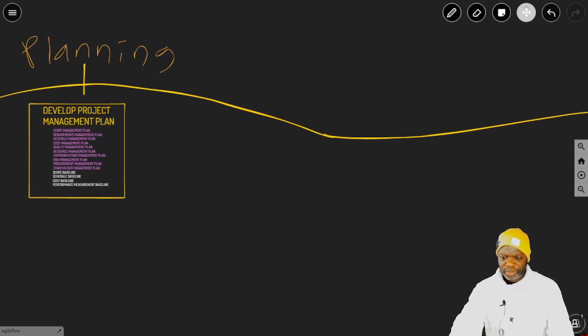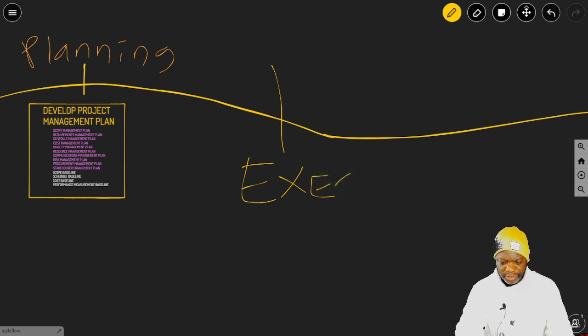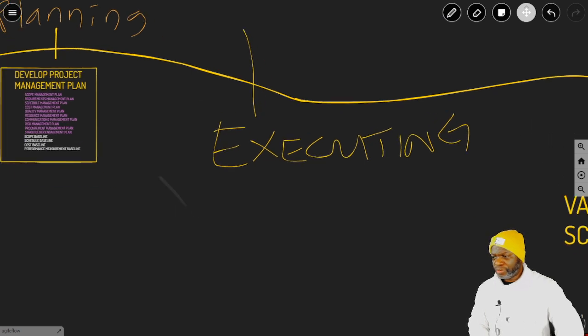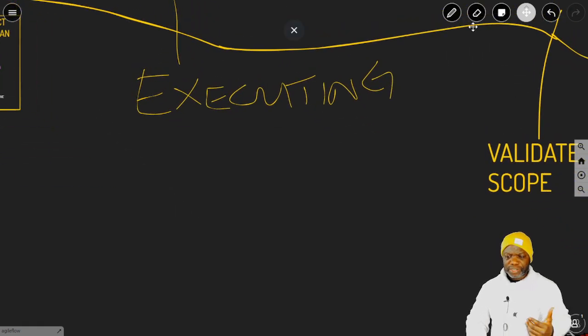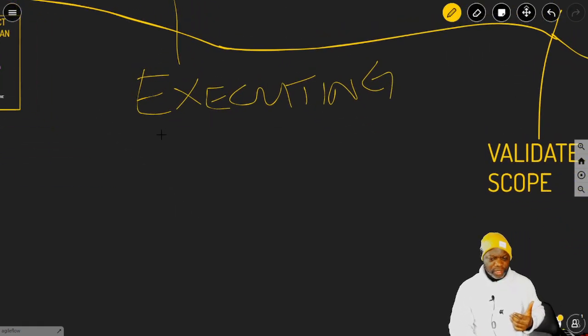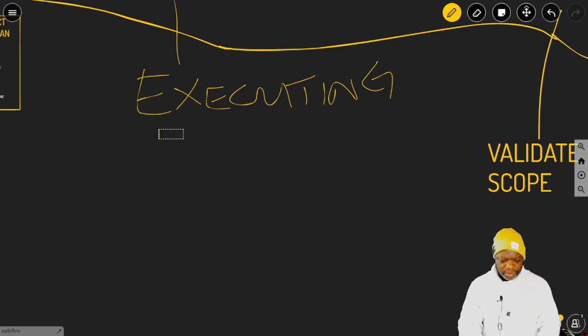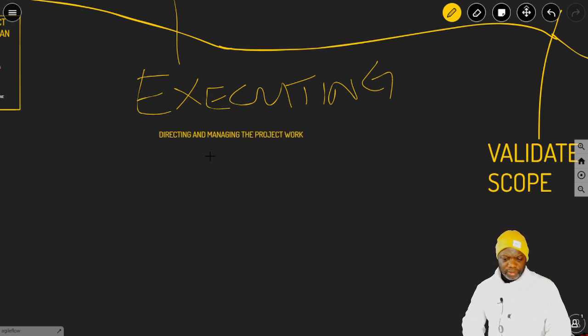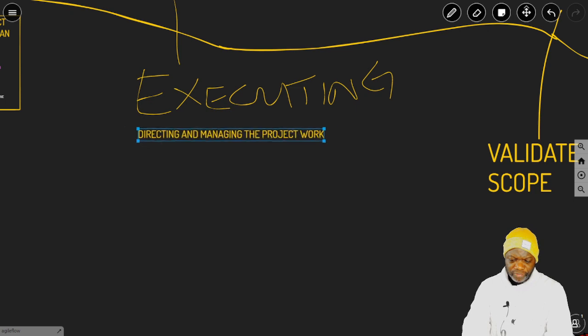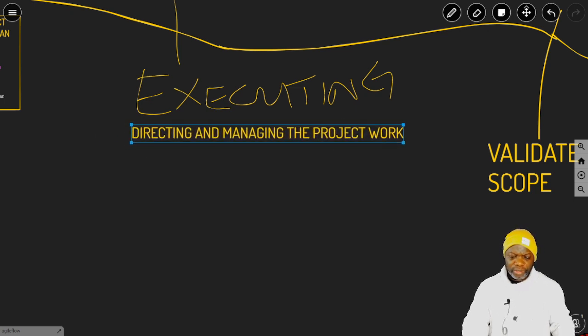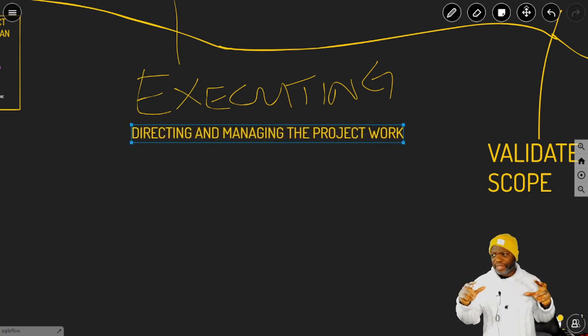And I tell you, executing is going to go very quick. Because what you do in executing is pretty straightforward. This is business as usual for lots of you. In executing, we are directing and managing the project work. This is a big piece of what we do in executing. This integrates everything else. We are directing and managing the project work.